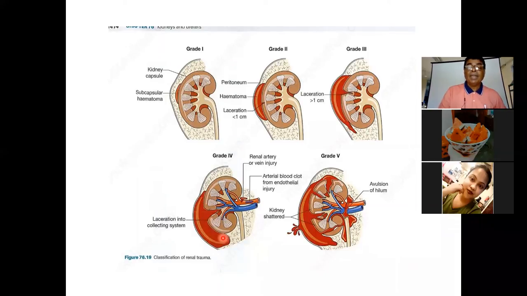Okay. Next grade is the grade 5 injury. When you call it grade 5 injury, it is a shattered kidney. Extensive lacerated injury, completely shattered, or there may be complete injury over the renal vessel, avulsion injury over the hilum of the kidney, complete injury of the kidney, right? So these are the different grades of the renal injury, right?